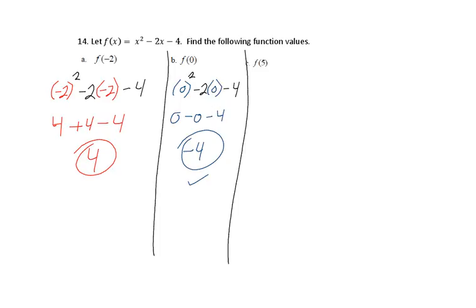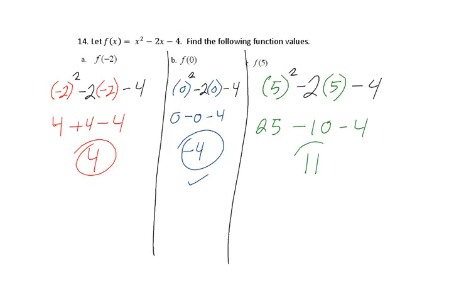And now for 5. This will go 5 squared minus 2 times 5 minus 4. So 5 squared is 25. 2 times 5 is 10. 4 is 4. So 25 minus 10 is 15. 15 minus 4 is 11. That's it.